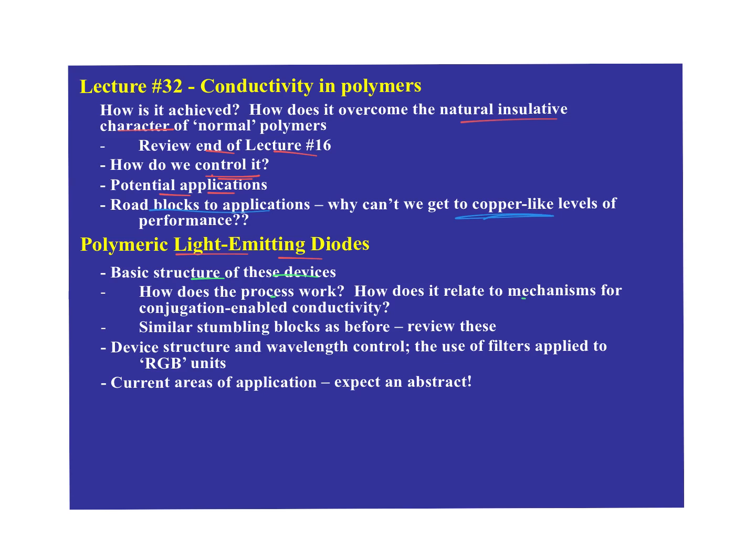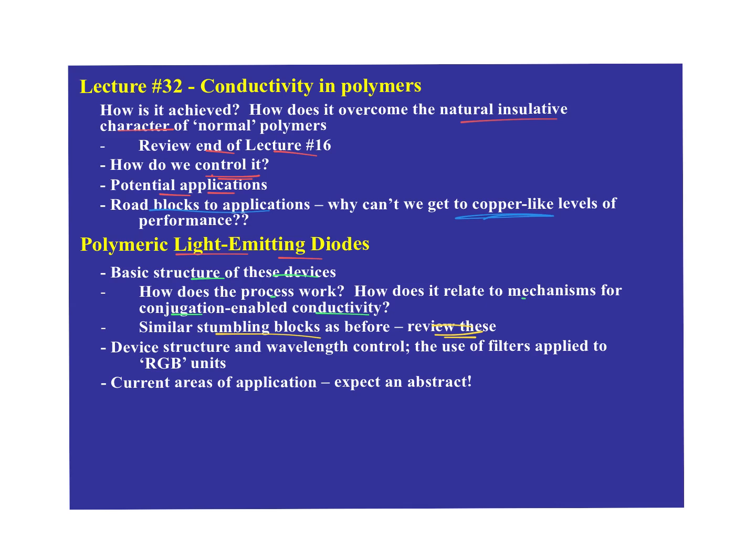How does it relate to mechanisms for conjugation-enabled conductivity? Again, it's not copper, but we can still get the type of behavior we're looking for in this context, in very thin films and in many, many tiny little elements. We get TV screens. So it's really amazing. There are some similar stumbling blocks as before, so you should have some sense of what those are. But for what we're doing in the context of these types of devices, it's relatively good.